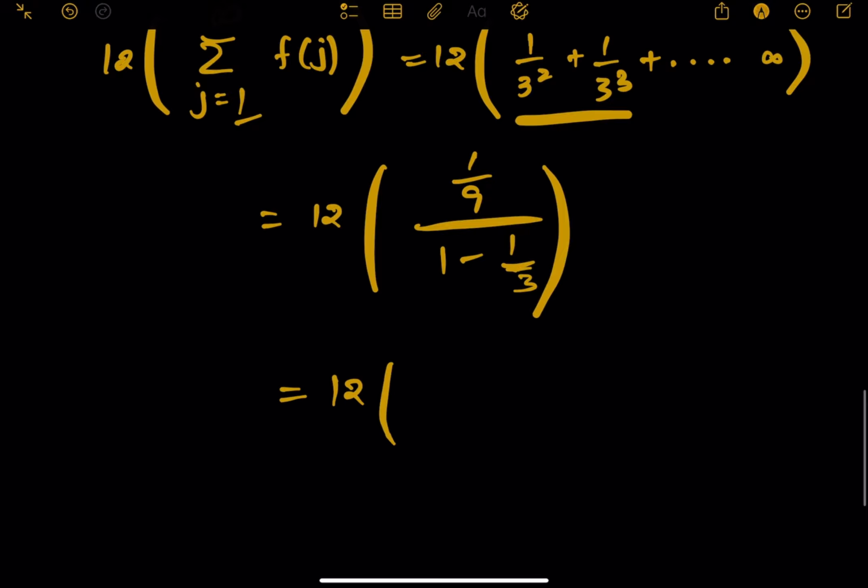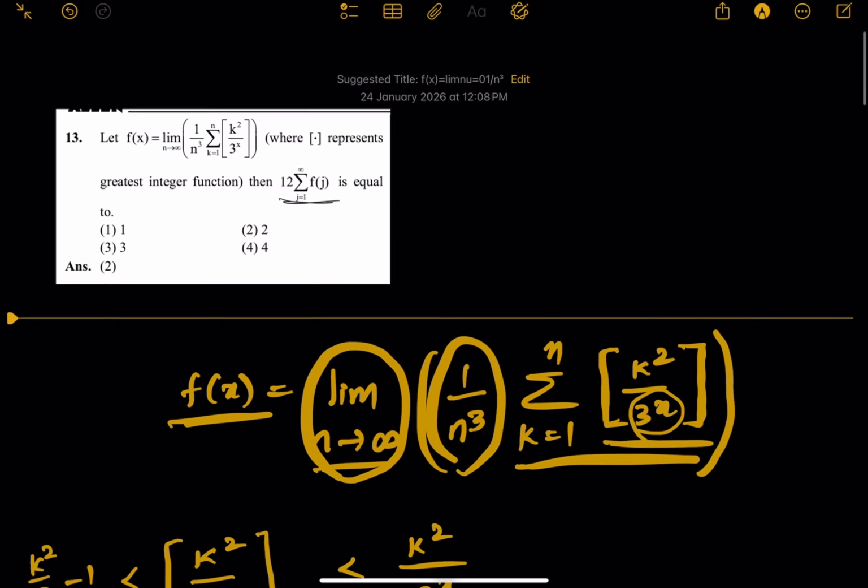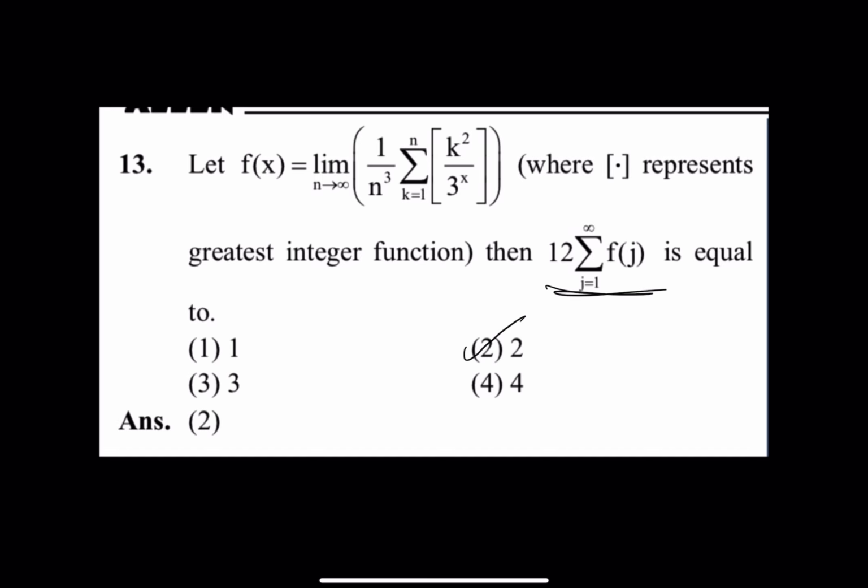So 12 multiplied by 1 by 9 multiplied by 3 by 2. So 3 ones, 3 threes, 3 ones, 3 fours, 2 ones, 2 twos. So your answer is 2. Alright, such a beautiful question.